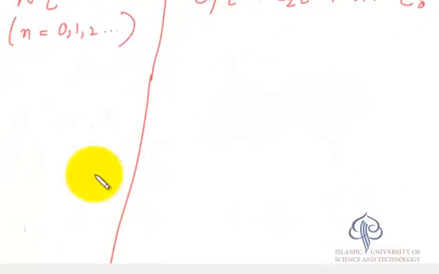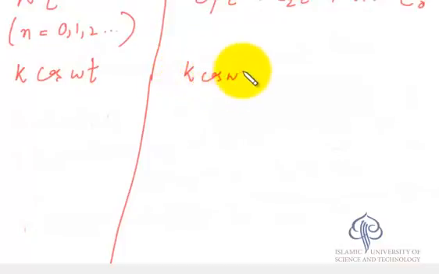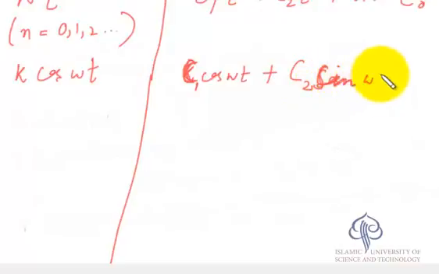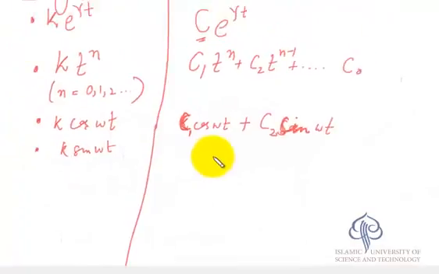If your forcing function is k cos omega t, the particular integral is going to be of the same kind, and if you differentiate this you'll get a sinusoidal term. So this is c1 cos omega t plus c2 sine omega t. Similarly, if it is k sine omega t, we'll get the same thing here.